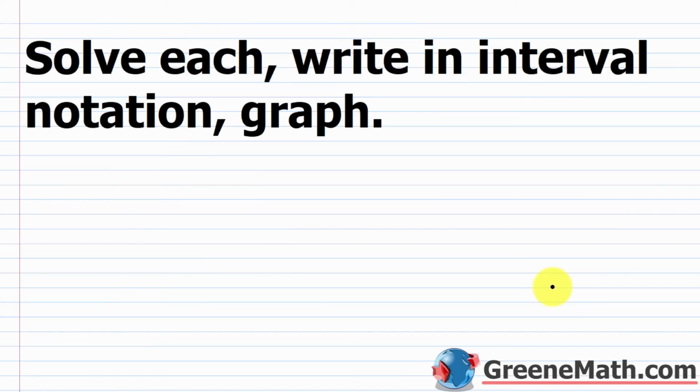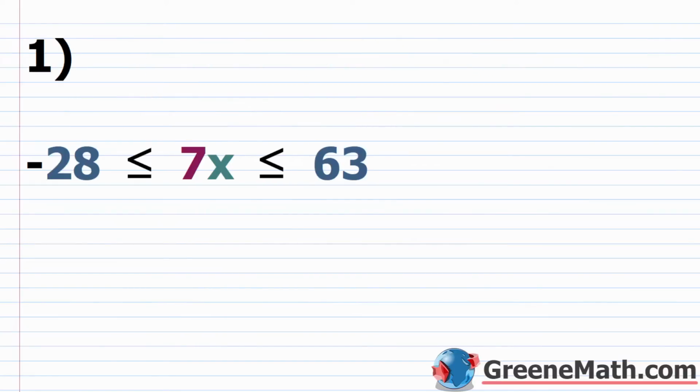Let's take a look at the practice test. We're told to solve each, write in interval notation, and then graph. All right, for the first problem, we're going to have that 7x is greater than or equal to negative 28, and it's less than or equal to 63. So this type of inequality is known as a three-part inequality, and you solve it in a similar way.